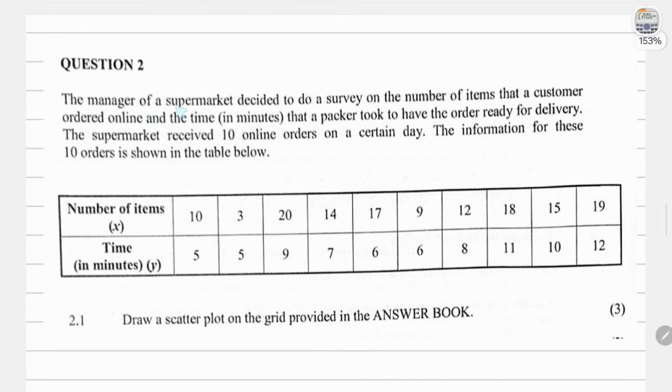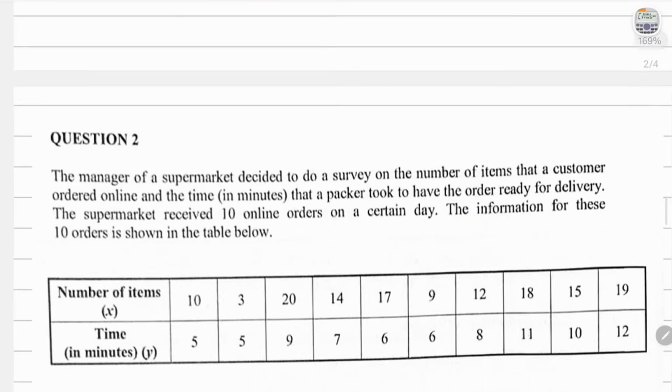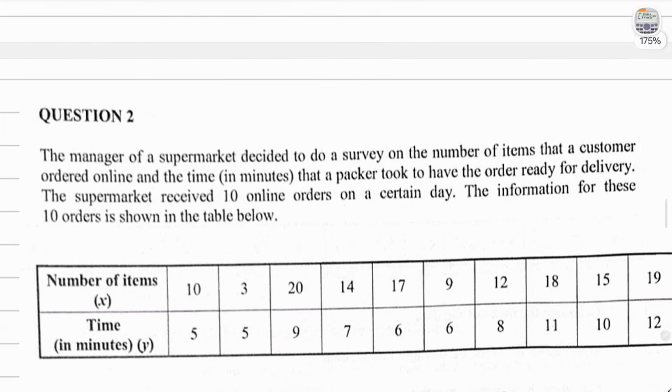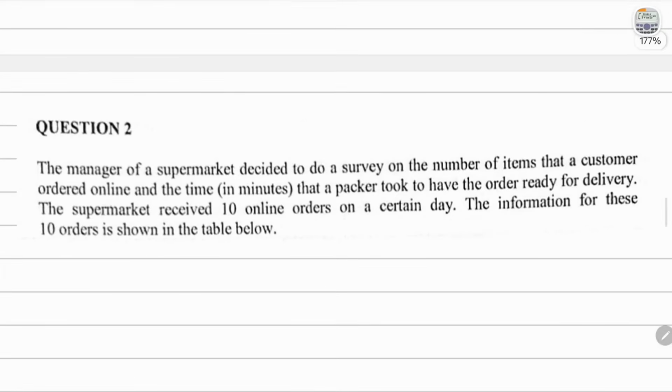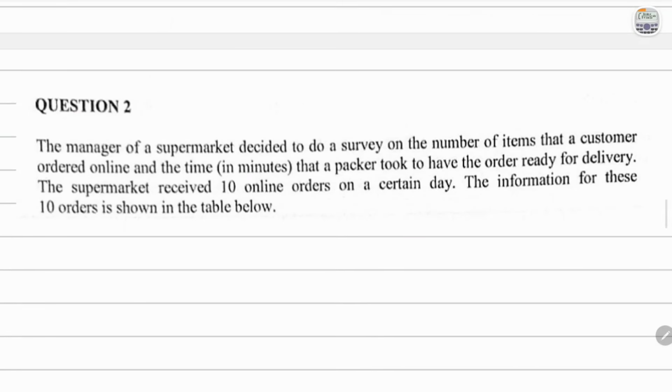Question 2 says, the manager of a supermarket decided to do a survey on the number of items that a customer ordered online and the time in minutes that a packer took to have the order ready for delivery. Okay, let's do something here quickly, because they don't always give you this. So notice that I removed that table because I want you to be able to see your 2 variables here. Sometimes they don't actually give you the variables. They don't tell you this is X and this is Y. So you need to be able to see it from the context.